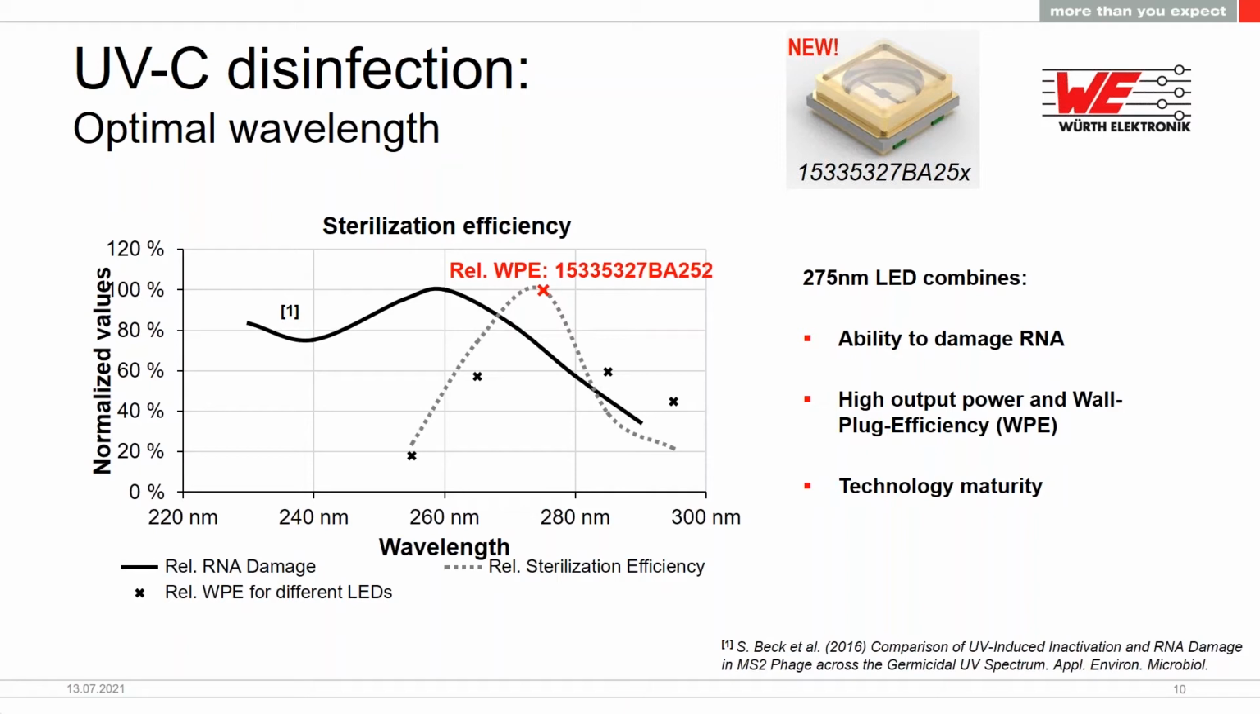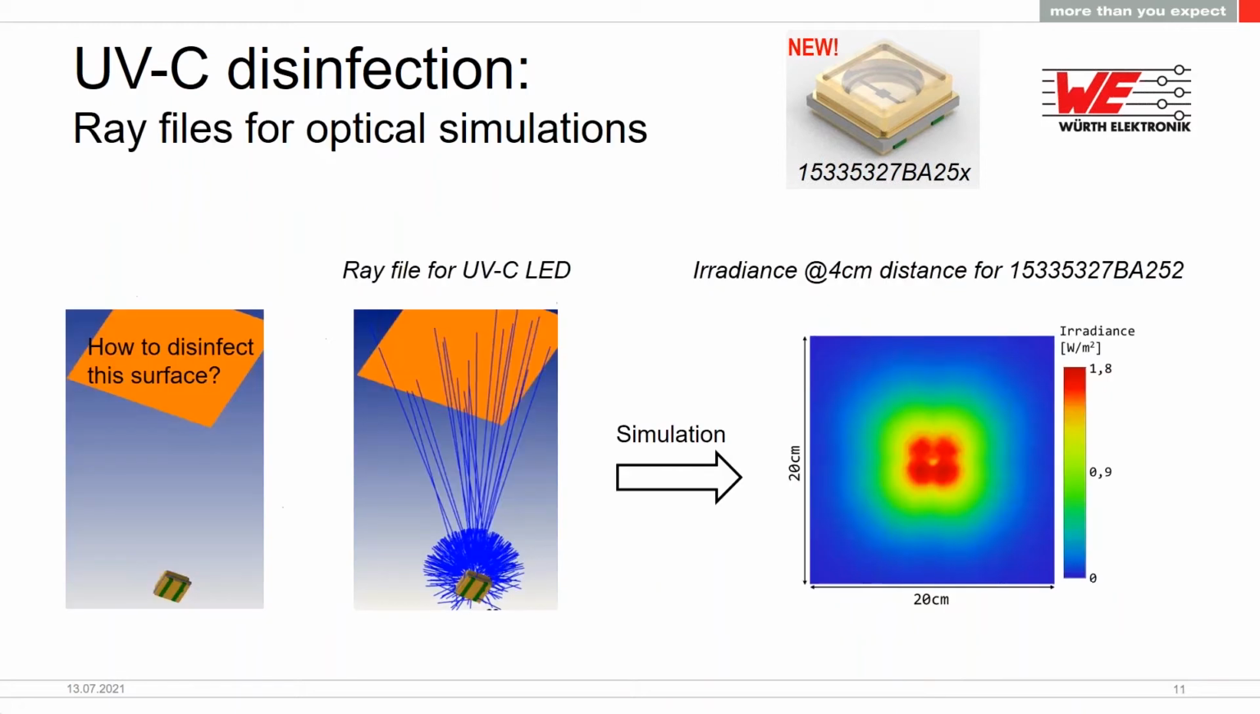And this is because the 275 nanometer LED combines the ability to damage the RNA, but it also has a high output power and wall plug efficiency. And this is because the technology of this wavelength is more mature than other wavelengths. So let's now move on to some technicalities.